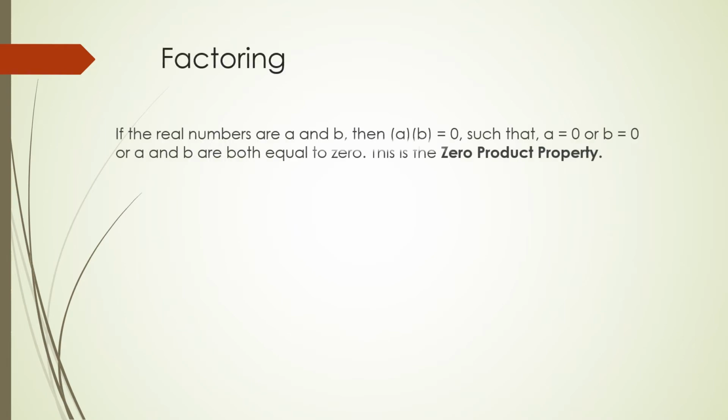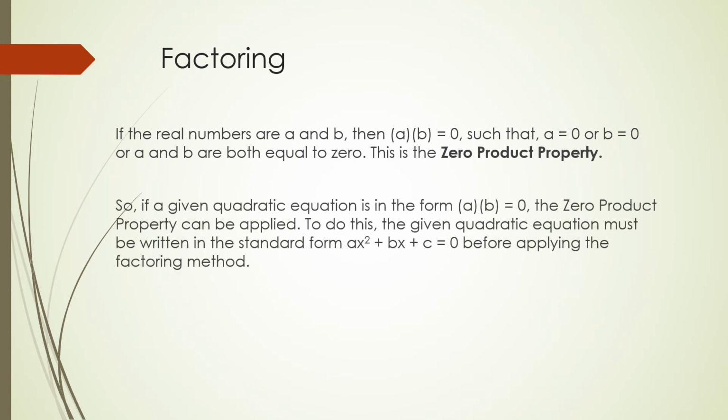Okay. So, before we proceed in the example, let's have the zero product property. If a and b are real numbers, then a times b is equal to 0, such that a is equal to 0 or b is equal to 0. Or a and b are both equal to 0. So, pinaghiwalay lang. Since si a and b, parehas naman silang naka-equate kay 0, ngayon, pinaghiwalay lang si a at saka si b.